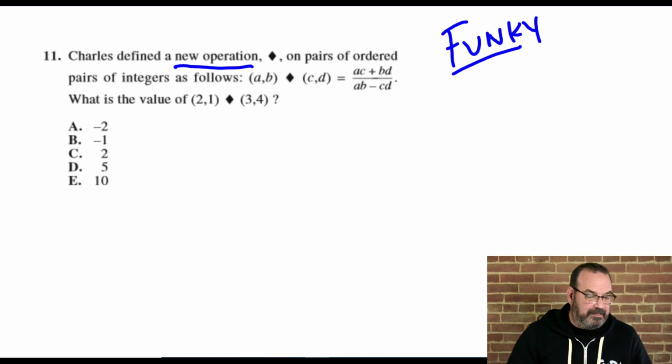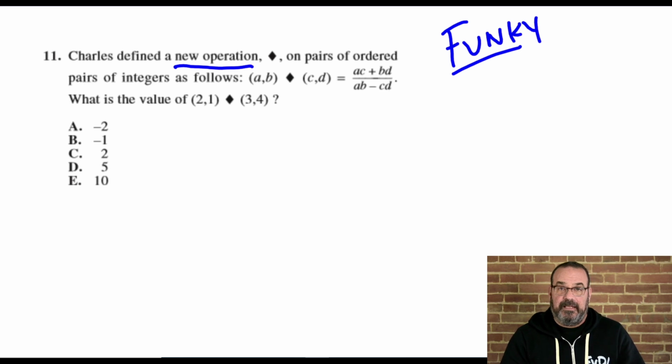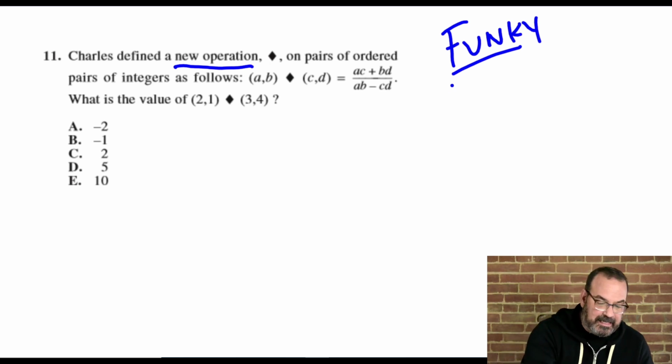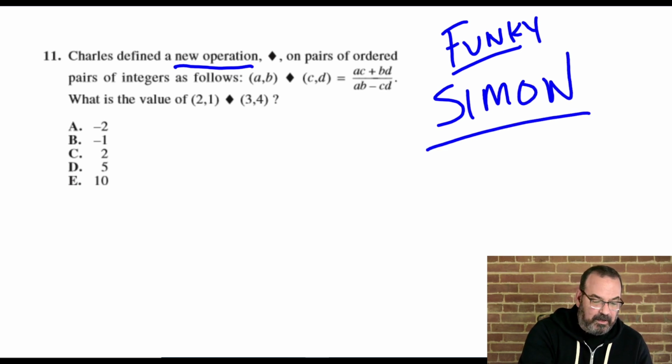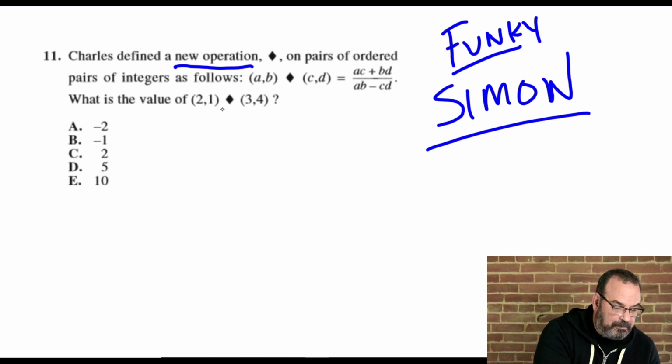Charles defined a new operation, diamond, on pairs of ordered pairs of integers as follows: a comma b, diamond, c comma d is equal to a times c plus b times d, all divided by a times b minus c times d. What do we do? Simon says, just simply plug in what the numbers are. So I'm going to put in here a, b, c, and d.